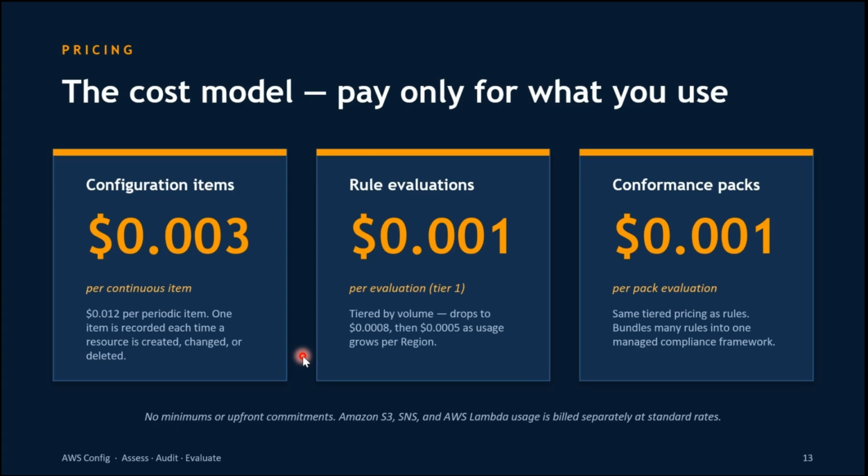Okay, so this is the cost model that we have. You are going to pay only for what you are consuming. For each and every configuration item, it is 0.003 dollar, and for every single rule that you are running to evaluate whether it is compliant or non-compliant, it is about 0.001. And again, the more the usage, the more the consumption, the pricing will get reduced. So it is all tiered pricing. It's not always 0.001. Sometimes it will get cheaper to 0.0008 or 0.0005. Overall, if you are having too many evaluations, the more the usage, the lesser the pricing.